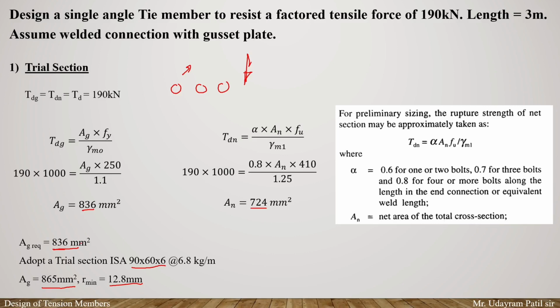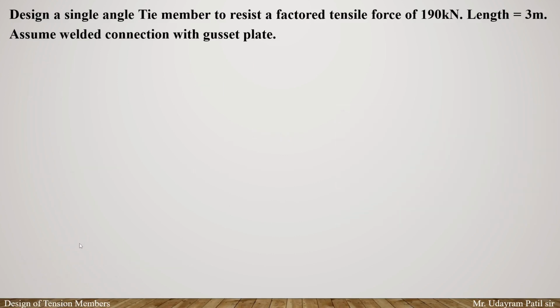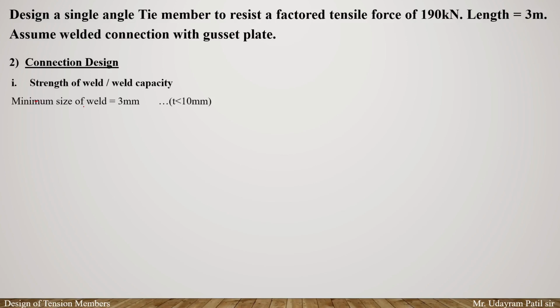So again, once we have selected the trial section, next is obviously design of the connection. जो भी हमारा connection है उसकी design. Now previous में जो था those were for the bolted connection. Here we are going to design the welded connection. So again calculating, the first step will be your strength of the weld or also the weld capacity. First calculating the minimum size of the weld.